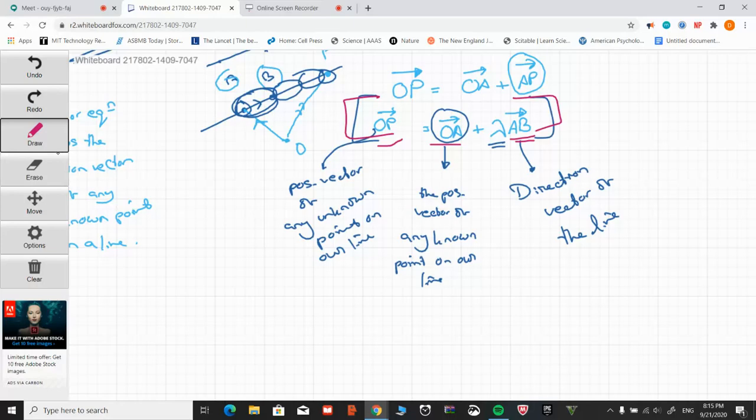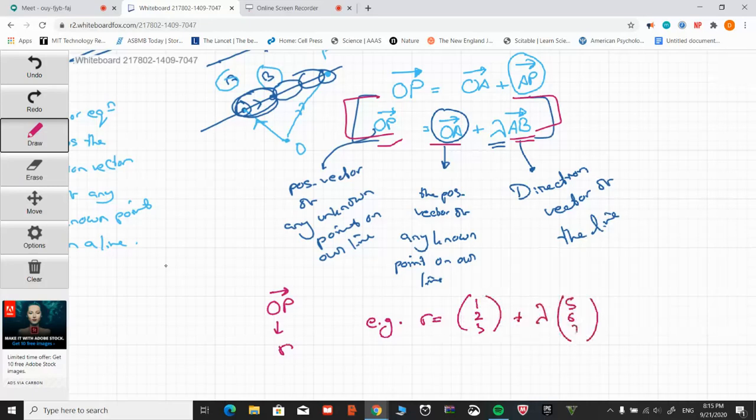For example, এই OP-টাকে ওরা usually denote করে vector R হিসেবে. R is the vector of the missing position vector. So অনেক সময় একটা example হিসেবে হতে পারে R is equals to 1 2 3 plus lambda times, let's say, 5 6 7. This right here is an example of a vector equation of a particular line.